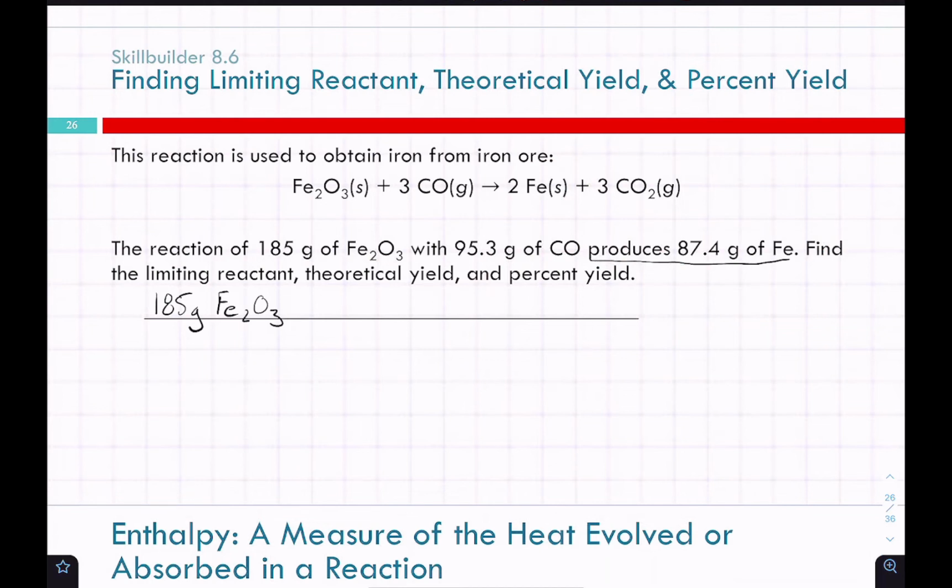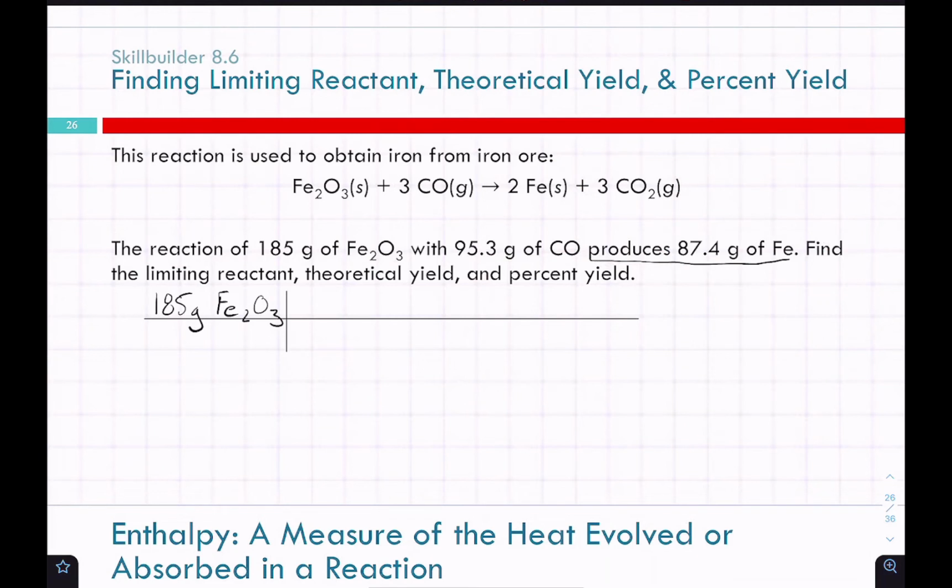But we could still find the limiting reactant by calculating how much CO2 is produced by both of these amounts of iron oxide and carbon monoxide. That would still tell us the limiting reactant, but wouldn't be useful for the percent yield of iron, or the theoretical yield of iron. So if your question stem gives you something like this, produces some amount of something, calculate towards that, and it'll save you time. Okay.